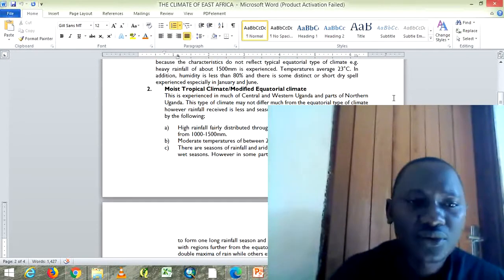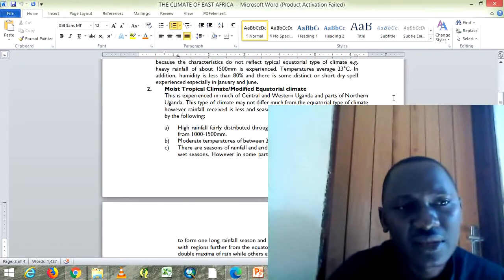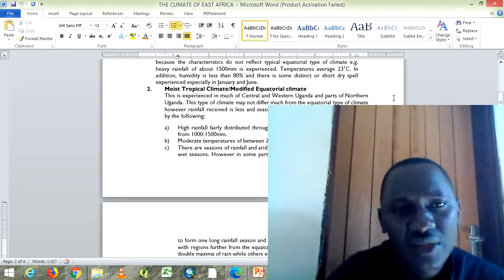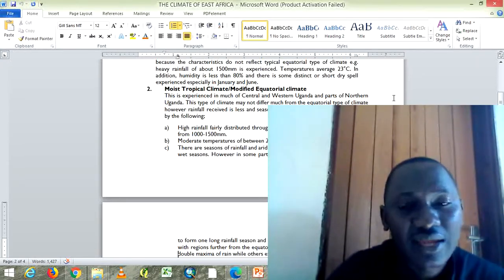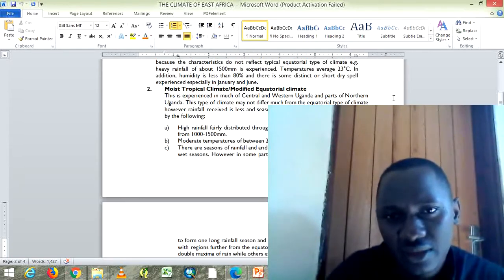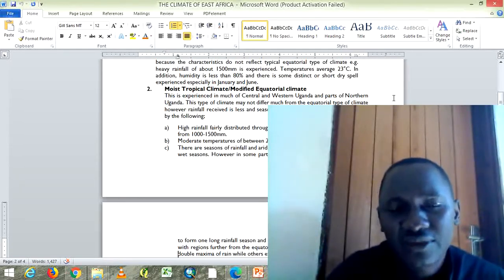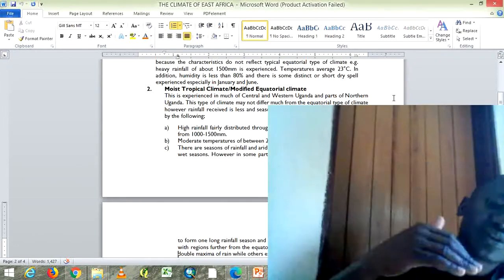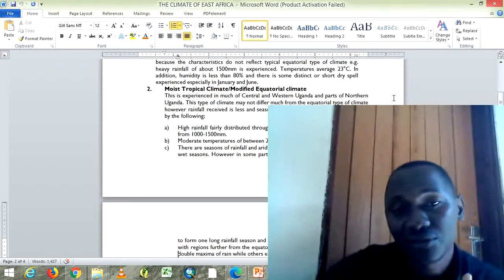And this true equatorial climate is experienced in very limited areas, and that's why we have mentioned the Lake Victoria Basin and the islands of Lake Victoria. Ideally, this climate should be experienced in all the areas which lie within those latitudes, like I mentioned, 5 degrees north and 5 degrees south of the equator.